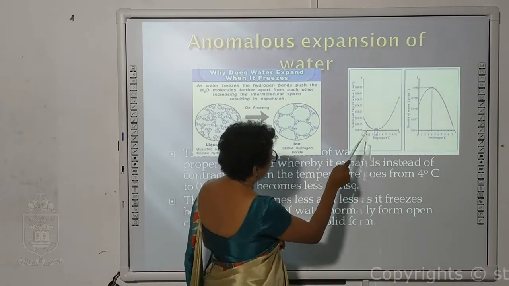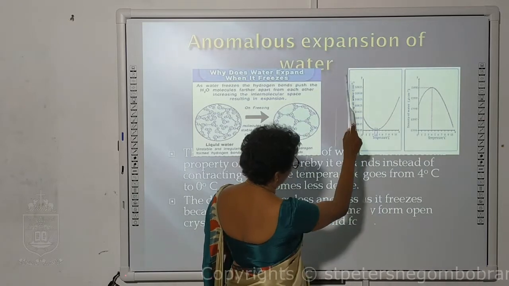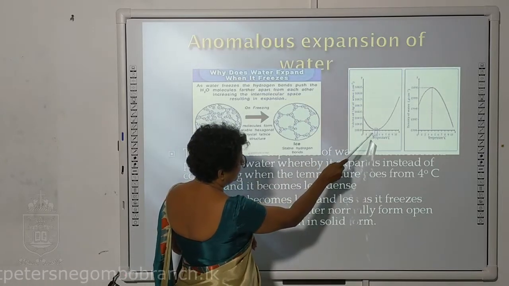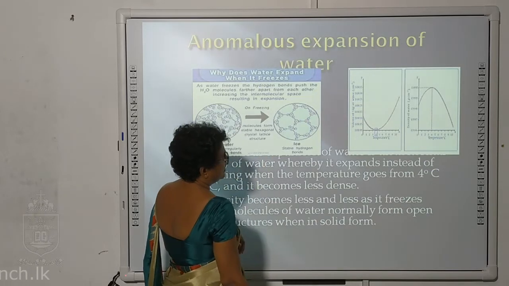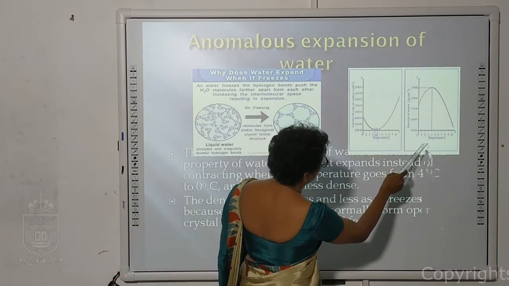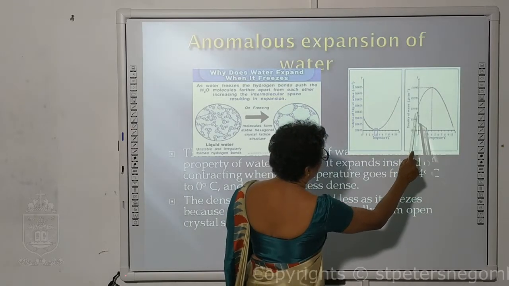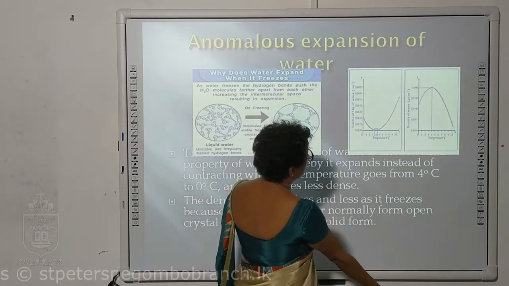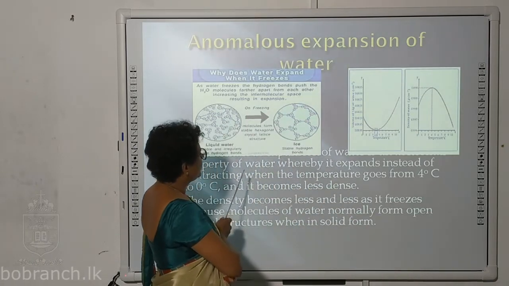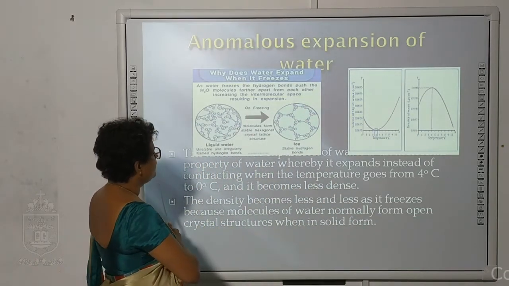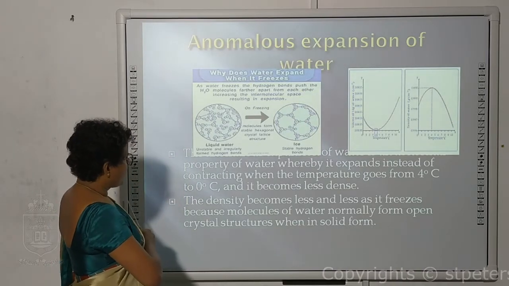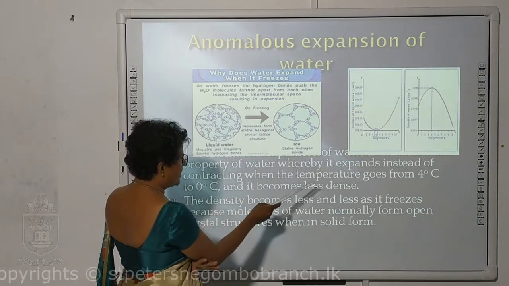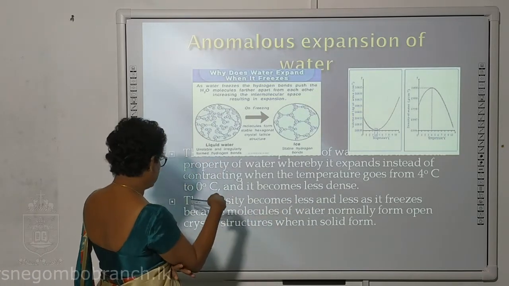Here you can see, now from 0 to 4 degrees, this is the temperature side and volume side, from 0 to 4 temperature, the volume decreases and then it acts as normal. If you consider the density curve, temperature and density, from 0 to 4 density increases and then decreases, right, as normal liquids. Here, this is the anomalous expansion of water, right?